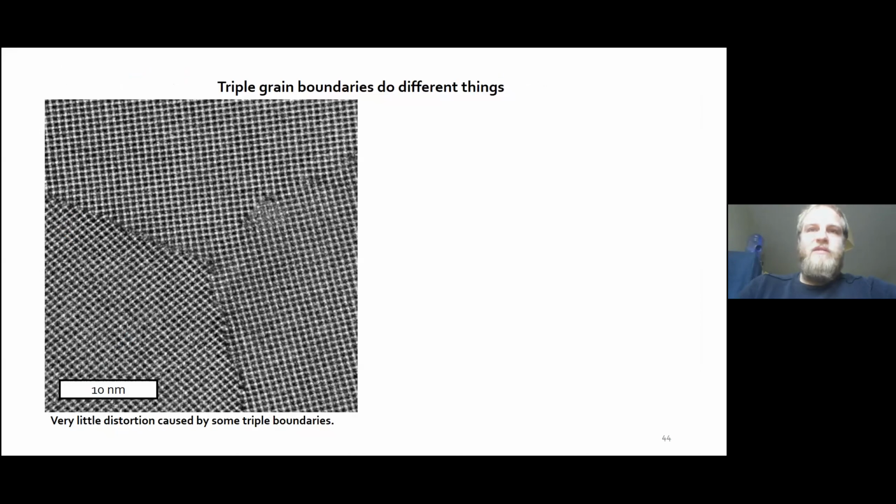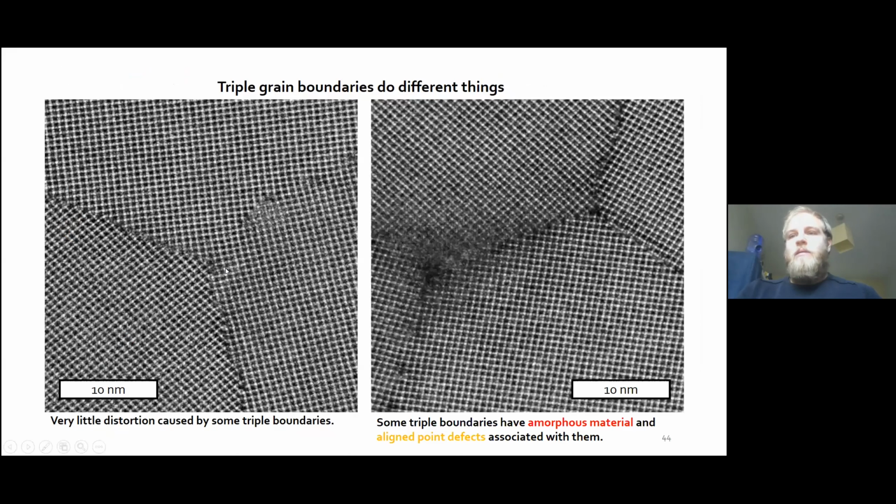So we have some sort of qualitative understanding of our grain boundaries. For example, we have very little distortion caused by some of the triple boundaries, so they're very crystalline all the way up into the interface. But we also have some grain boundaries that might have amorphous material associated with them. Or maybe this is a sink for point defects, so we get more point defects here. It's quite common that grain boundaries are defect sinks, so they might attract defects over here. We also have what we call aligned point defects. It's almost like there's a gap sitting in the little triangle here, a little hole, which is a weird crystallographic phenomenon. We're not quite sure how that happens, but we're looking into that.